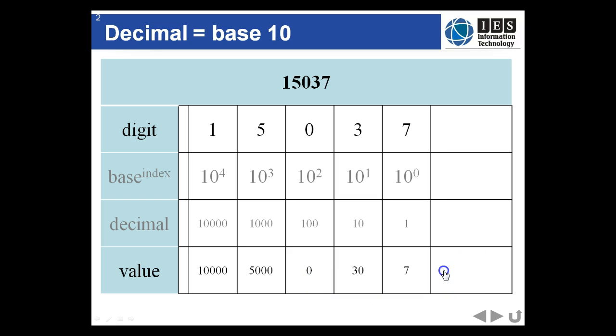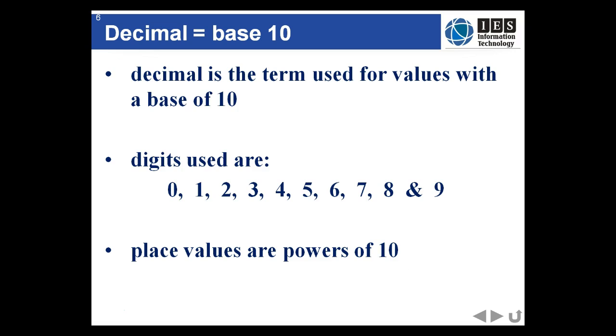It's conventional when working in multiple bases to write the base of the number we have written as a subscript after the number as shown. In summary, the decimal number system uses 10 digits, 0 through to 9, and place values are given by powers of 10.